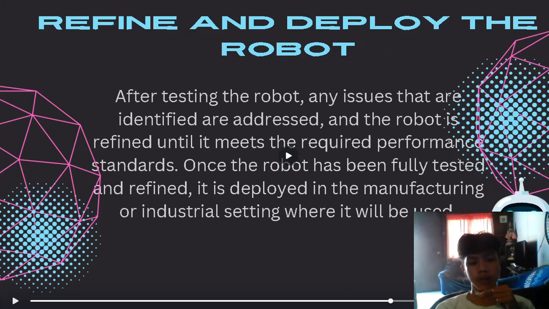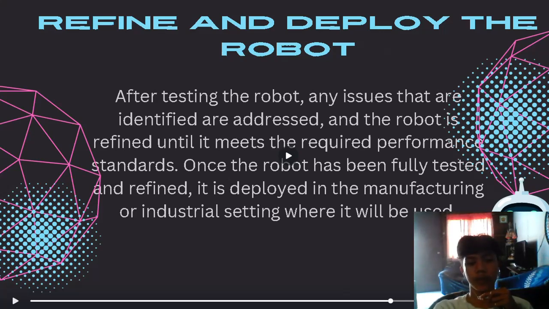Refining and deploying the robot involves making final improvements to its design and functionality, and then deploying it for use in its intended environment. This includes optimizing performance, increasing efficiency, and ensuring that the robot operates safely and reliably in its environment.